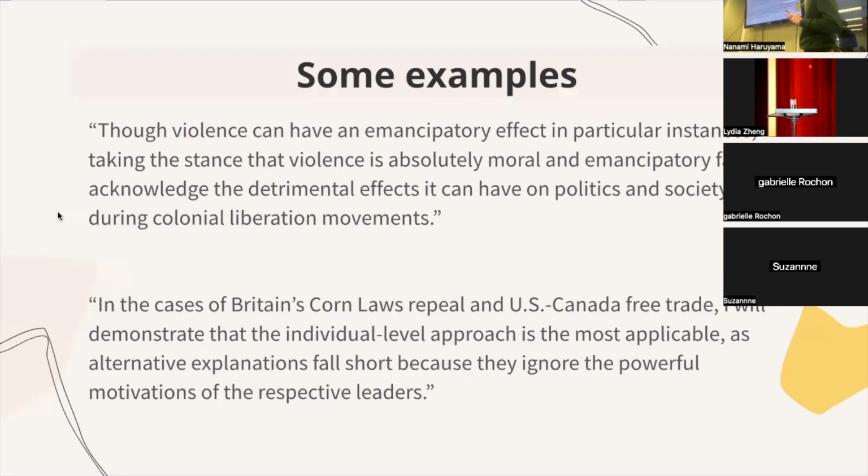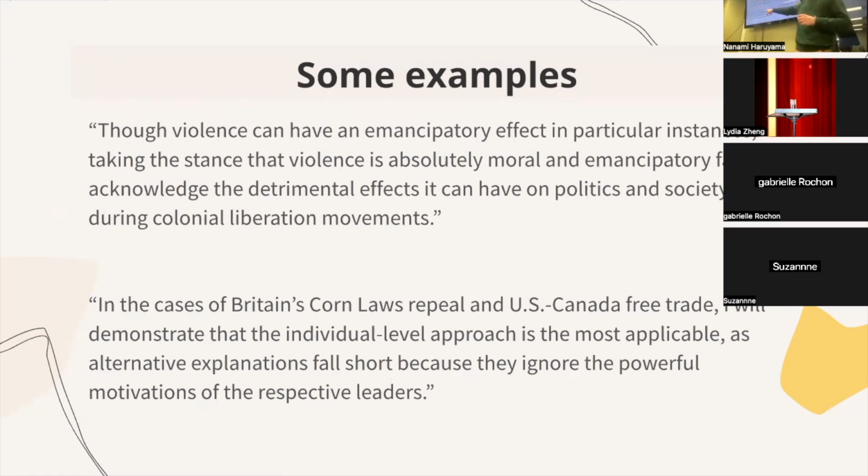So on this one, it was an essay on Britain's corn laws and free trade. I had 2 body paragraphs. One was demonstrating that the individual level approach is the most applicable. And then the next one was saying that the alternative explanation was not better. So that's how I write it.